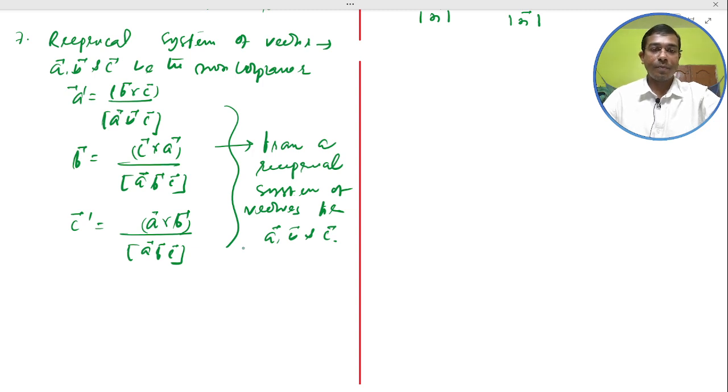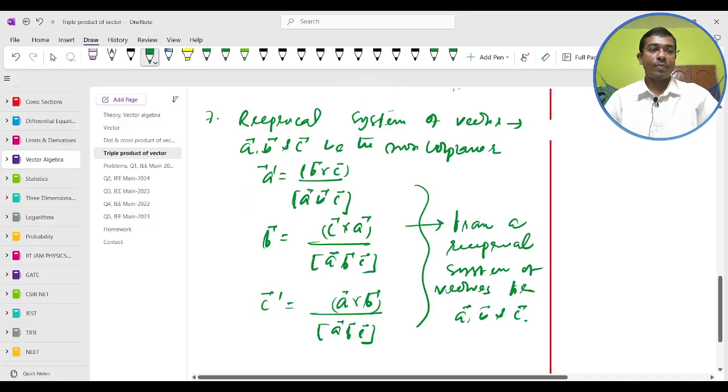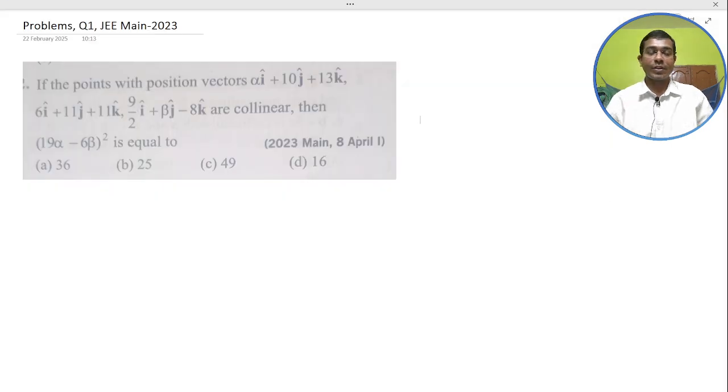So we now complete our theory discussion session. Now we go ahead with the problem discussion class. First problem. First question. This is a recent JEE Main 2023 question.